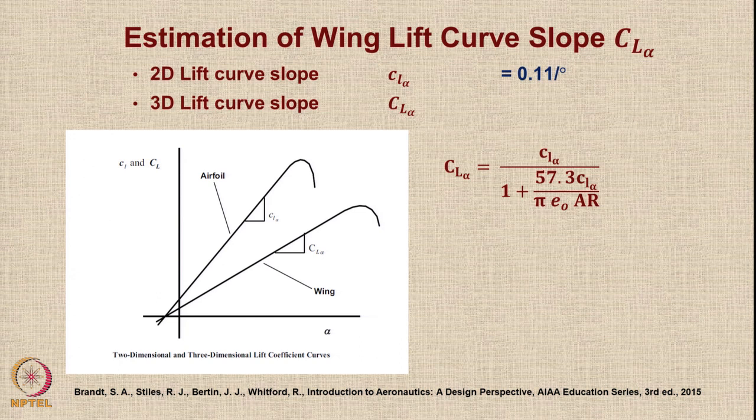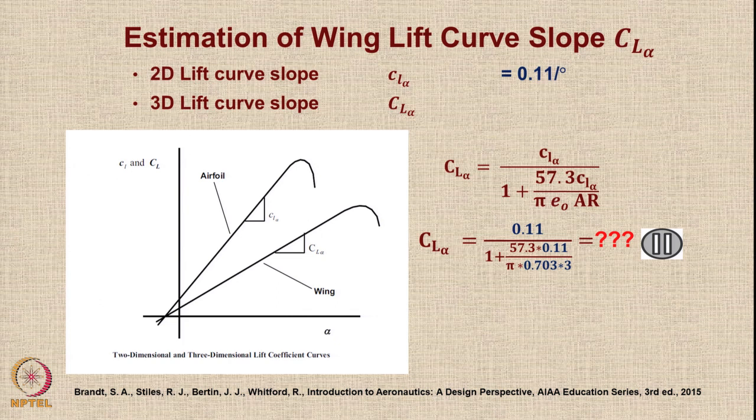So, therefore, the formula to be used, as given in the book by Brandt et al., for the wing lift curve slope is equal to the airfoil lift curve slope divided by a quantity that takes care of the Ostwald efficiency factor and the wing aspect ratio.